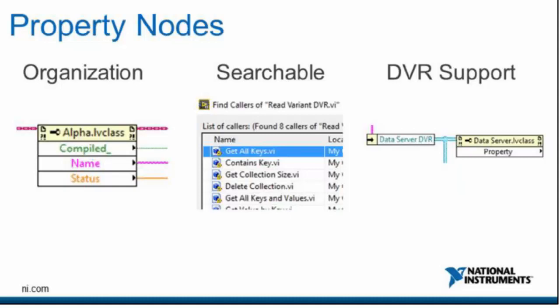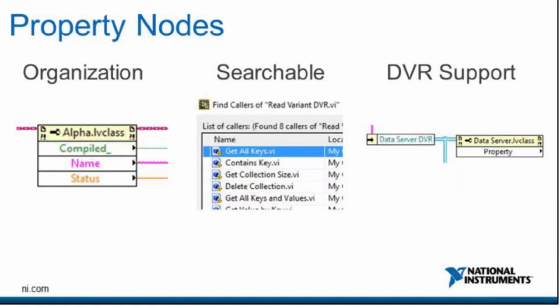They are still searchable. This is just something to highlight. VIs are obviously searchable, but these property nodes are searchable as well. That's the main benefit of a data member accessor: you can navigate to where you're destructuring your data, and it helps with debugging and isolating your code. That's a benefit along with just encapsulating the data, the main benefit of data member access.